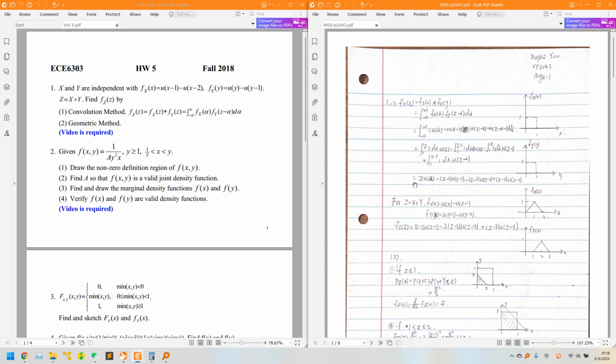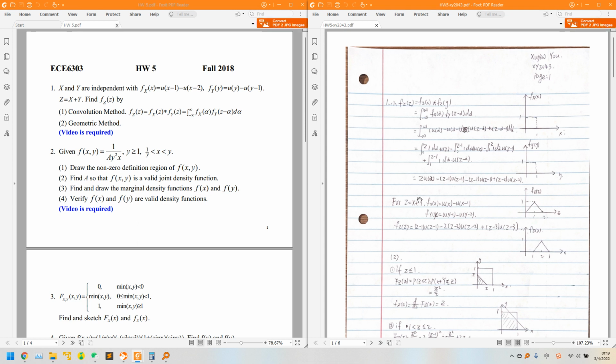we get the result of z minus 2(z minus 1) times u(z minus 1), and this part is the same, and plus (z minus 2) times u(z minus 2). So for this line, we can draw the fZ graph, which is like a triangle.